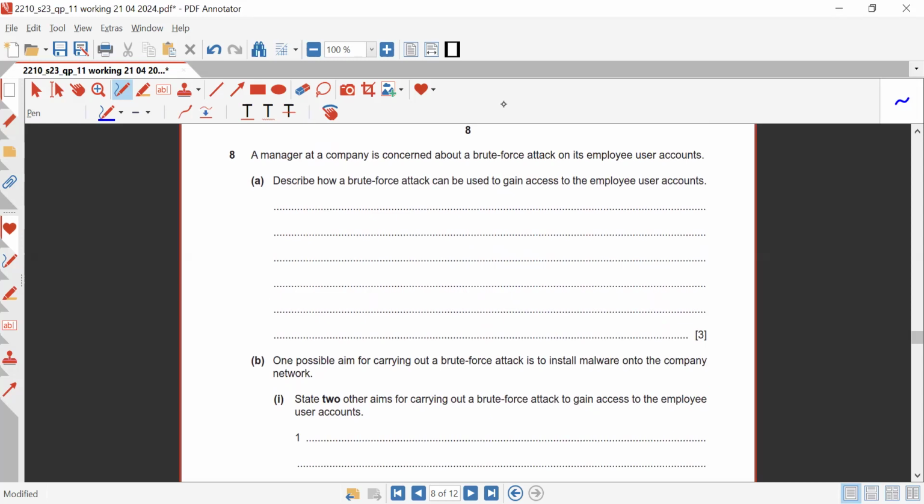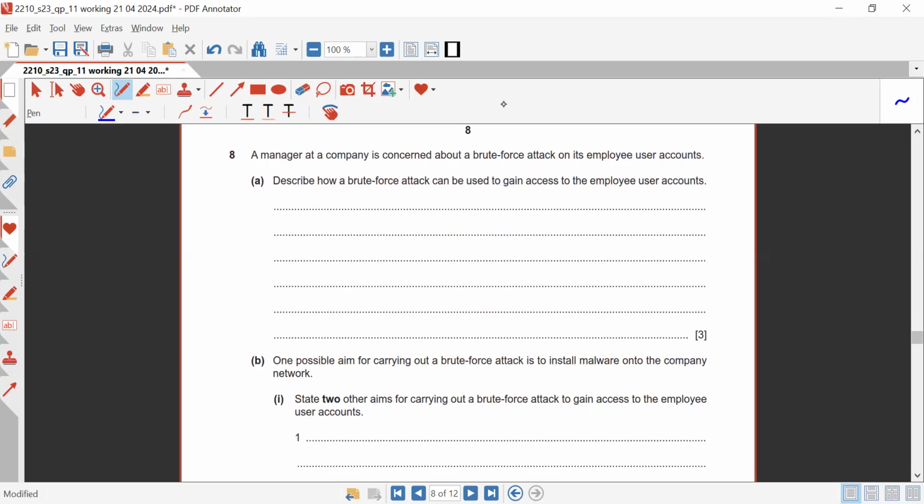What does question number 8 say? It says a manager at a company is concerned about a brute force attack. Now, what do you mean by brute force attack? It's an unethical sort of attack. That means you are making combinations again and again until you get the particular password right. A manager at a company is concerned about a brute force attack on its employee user's account. Describe how a brute force attack can be used to gain access to the employee user's account.